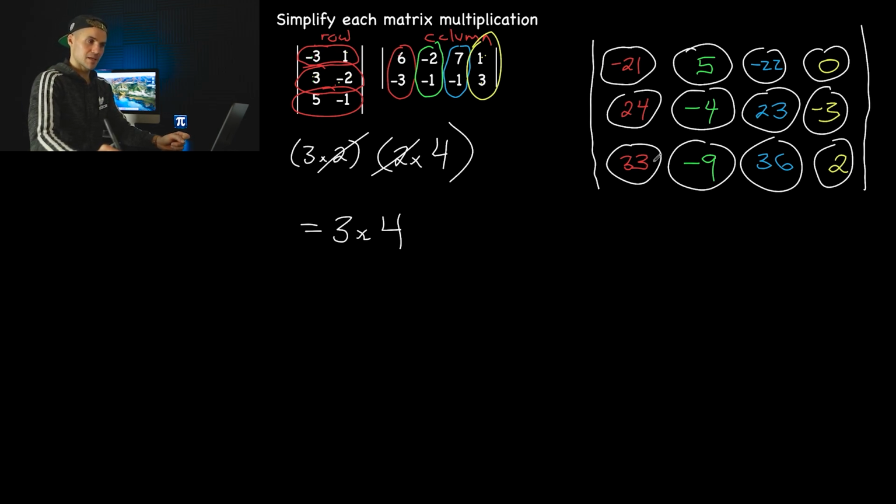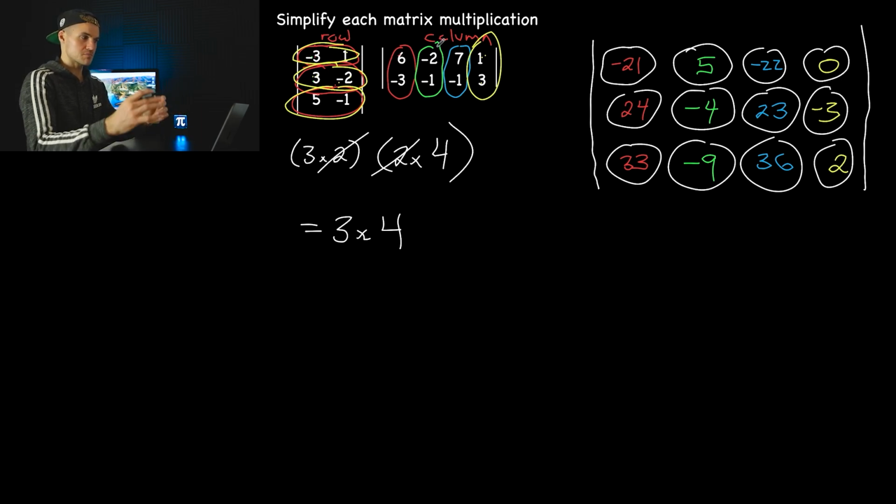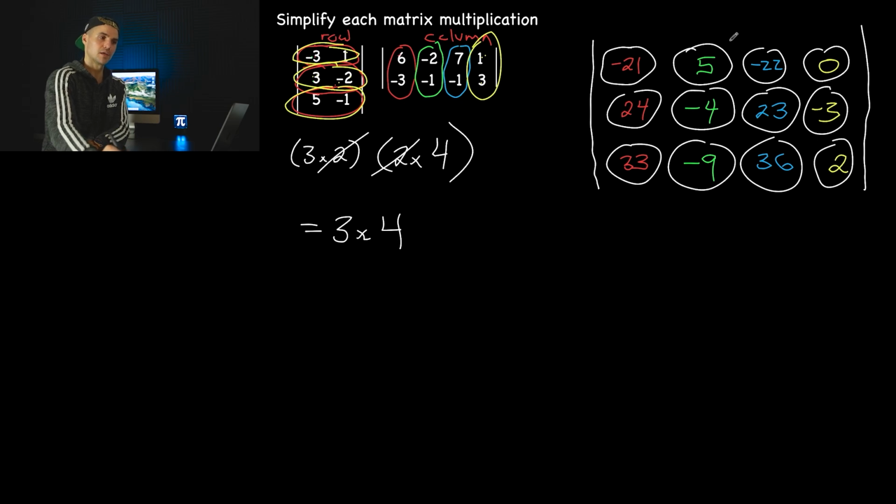Okay, and then that basically is our final 3x4 matrix, right? So it's always the first matrix you're multiplying, you can circle the rows. The second matrix, you can circle the columns, and then you just basically match them up in order to get your final new matrix.